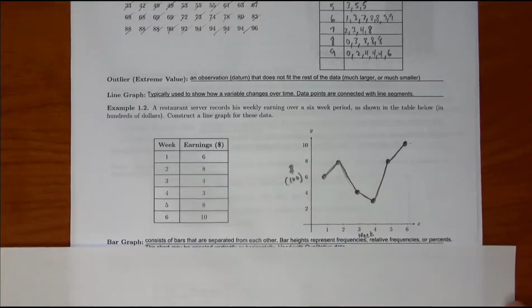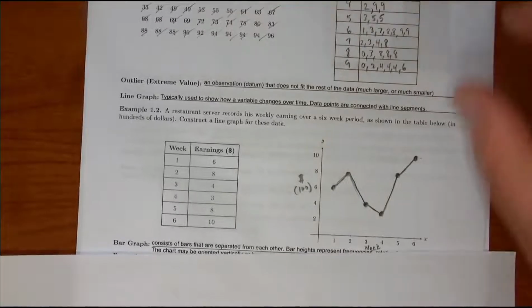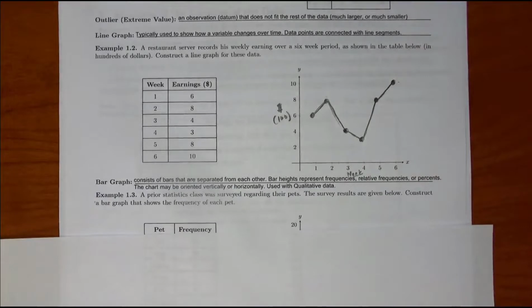All right, what about a bar graph? A bar graph consists of bars that are separated from each other. Bar heights represent frequencies, relative frequencies or percents. The chart may be oriented vertically or horizontally. Here's the really important thing. It's used with qualitative data. So a bar graph is used to depict qualitative data. And the bar heights can represent frequencies or percents, relative frequencies, whatever you would like.